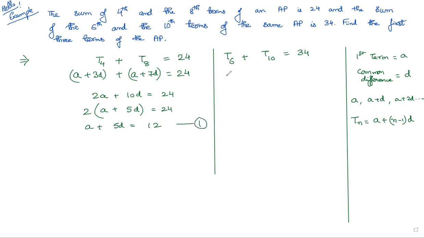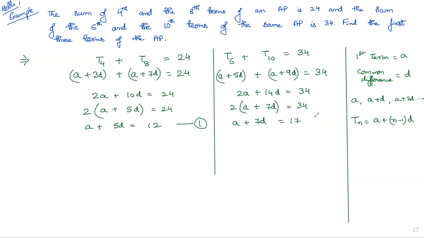All right. So T6 in the second condition is A plus 5D, plus T10, which is nothing but A plus 9D. So that is summating to 34. Again, when we try to simplify this, it is 2A plus 14D equal to 34. Again, you can take out 2 common: A plus 7D equals 17.